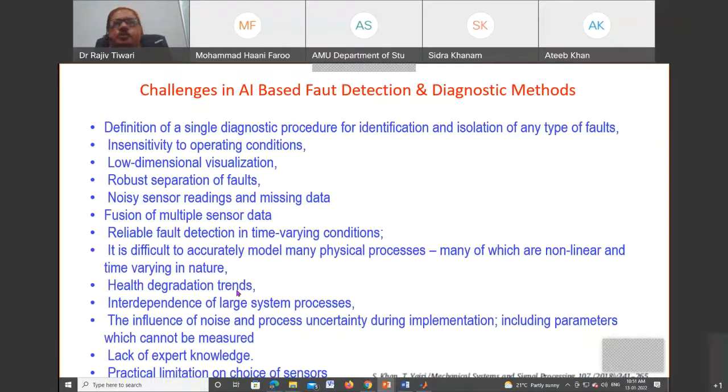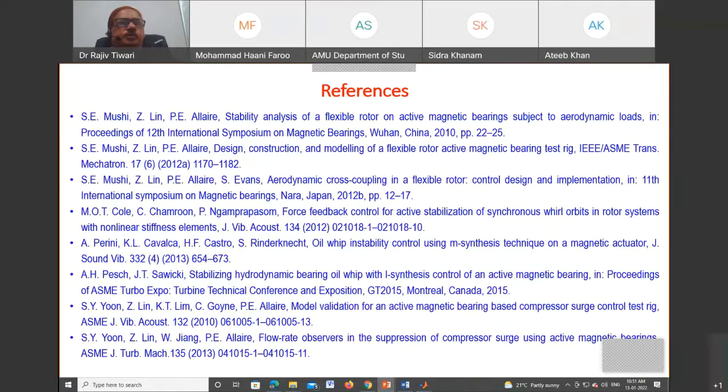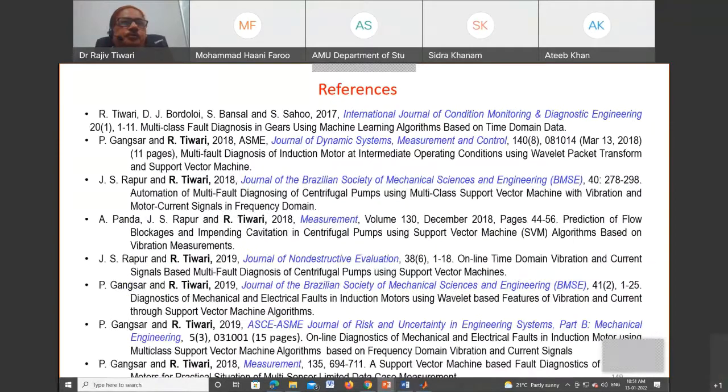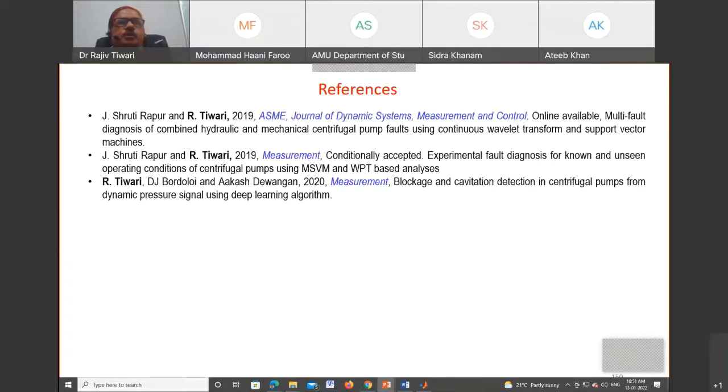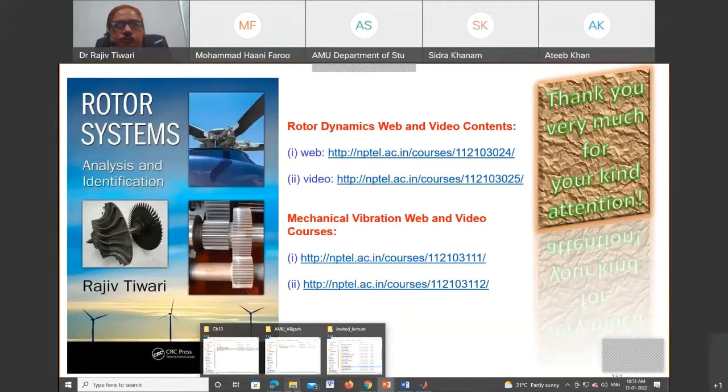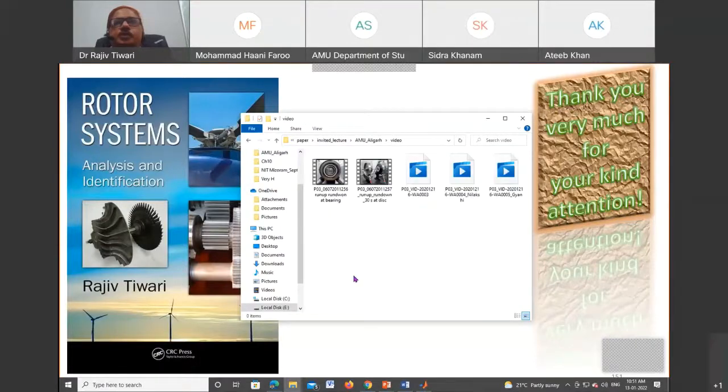So I'll stop here. These are some of the references I used, and these are some of the references based on our data driven approach, which I have not presented, but some of the work of my PhD students and MTech students. And as was mentioned, there is the book and the NPTEL course on vibrations and rotor dynamics. Now I'll give a demo video of the test rig.